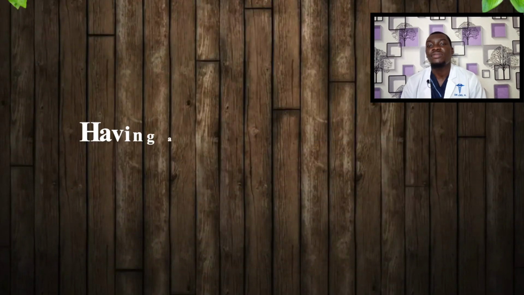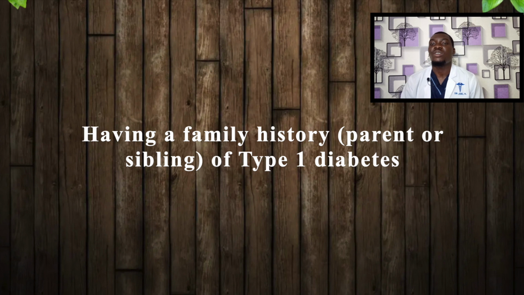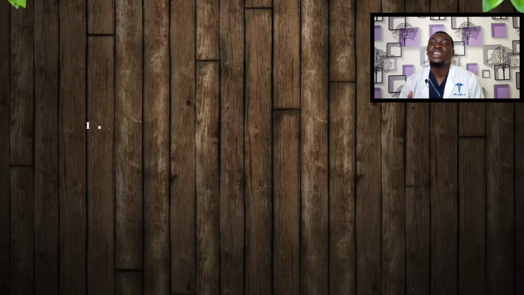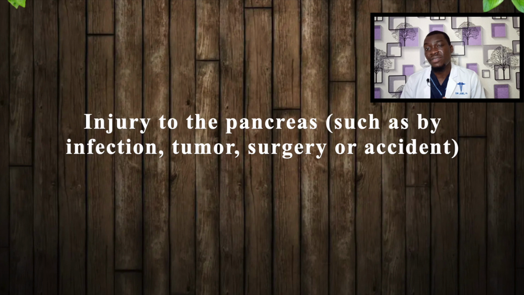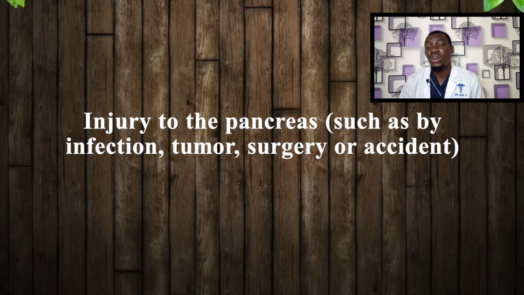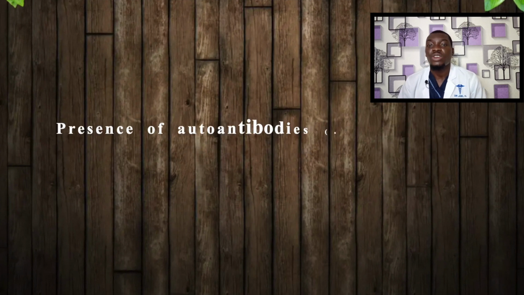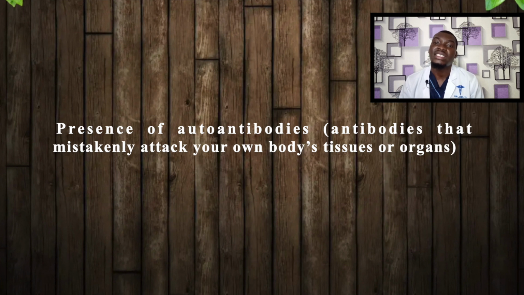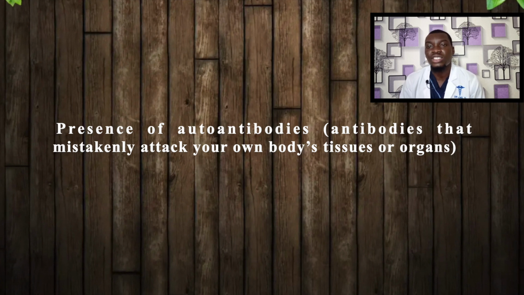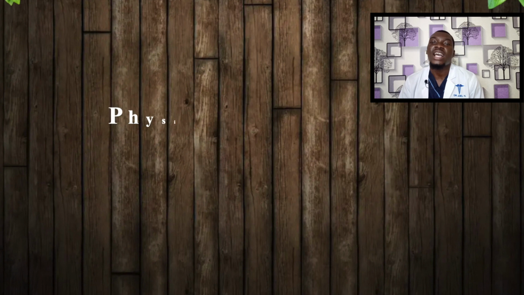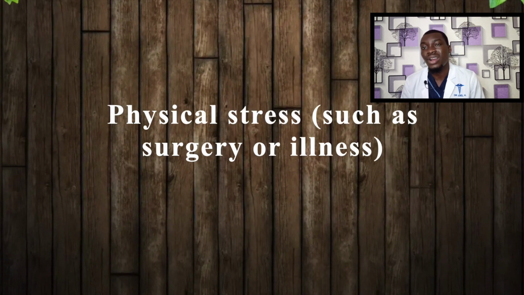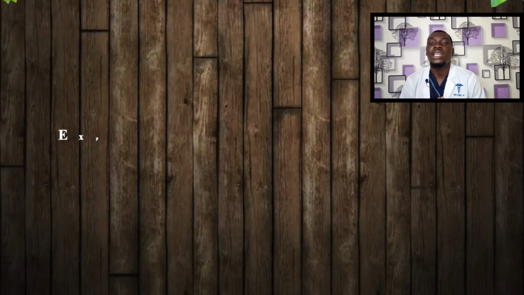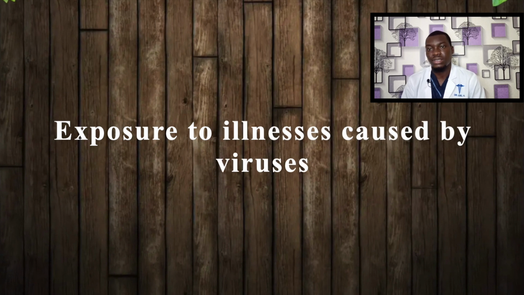Risk factors for type 1 diabetes include having a family history, parent or siblings with type 1 diabetes, having injury to the pancreas such as by infection, tumor, surgery, or accident, presence of autoantibodies that mistakenly attack your own body's tissue or organs, then physical stress such as surgery or illnesses, and exposure to illnesses caused by viruses are also risk factors for type 1.